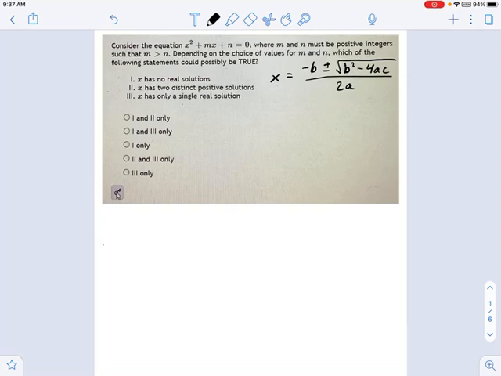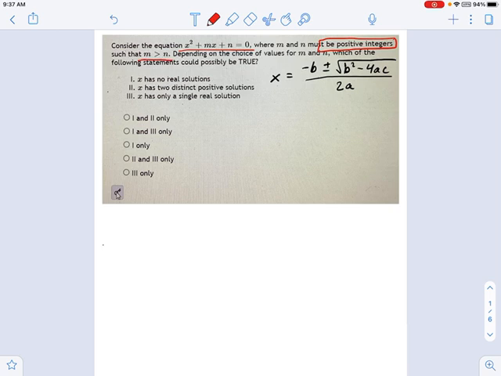This is a weird problem. All it's giving me is simply a quadratic equation right here, right? Some kind of x squared term plus some kind of linear term, the mx, plus a number n, saying that equals 0. m and n have to be positive integers. Okay, so that's actually important. And m is greater than n.